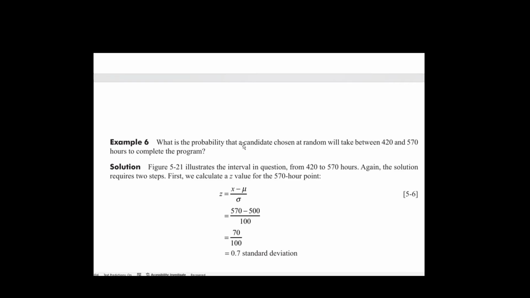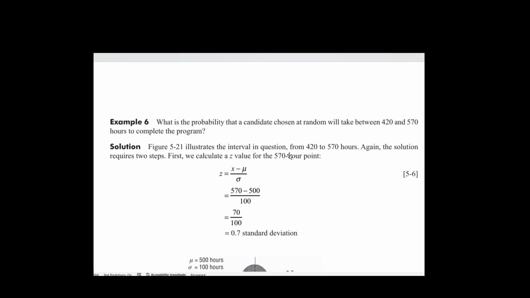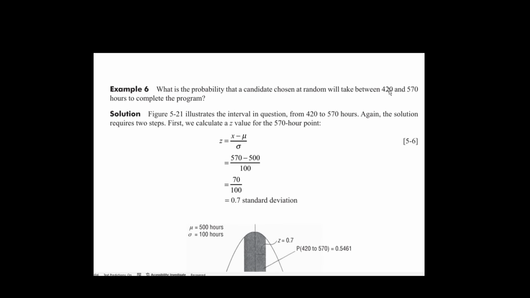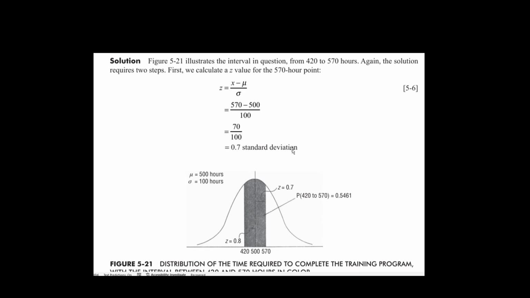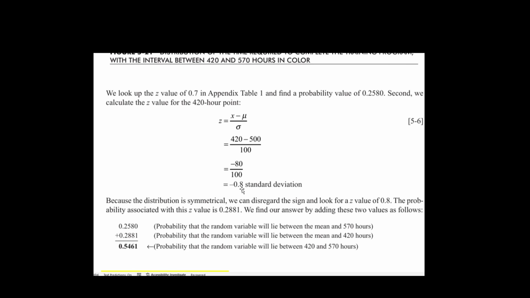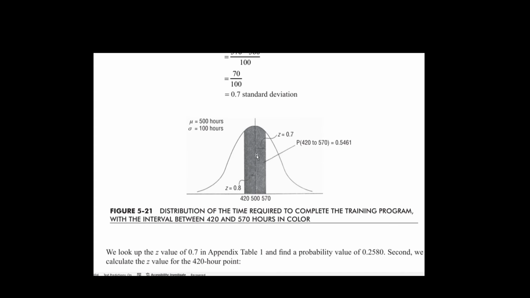Now the other variation is here. What is the probability that a candidate chosen at random will take between 420 and 570 hours? So again, we have to find the z values for the two, 420 and 570. For 570 it is 0.7, and for 420 it is minus 0.8. Now how to handle this minus 0.8? We should know that this particular normal curve is symmetrical. That means whatever area is on the right side, the same area will be there on the left side.